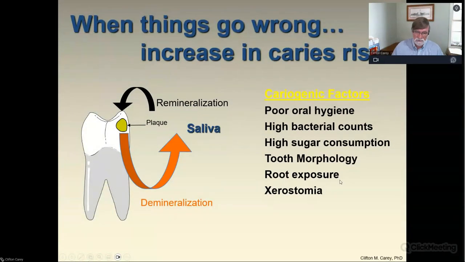Root exposure, of course, when you're exposing dentin, that's a bit more susceptible to the acids. And then if you don't have enough saliva, there's some xerostomia going on, then the remineralization phase is muted. And so, of course, then demineralization becomes the predominant factor and caries happens.